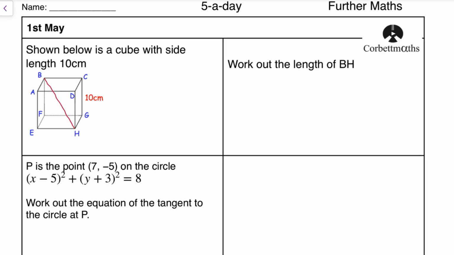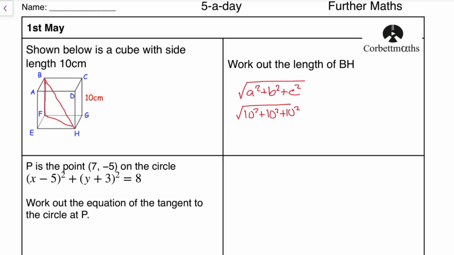Now, because this is a further maths question and not just a normal maths question, I'm going to assume you've come across 3D trigonometry. The way I do this is the square root of a squared plus b squared plus c squared. In other words, this is a cuboid, so all my lengths are 10, so this is going to be the square root of 10 squared plus 10 squared plus 10 squared.